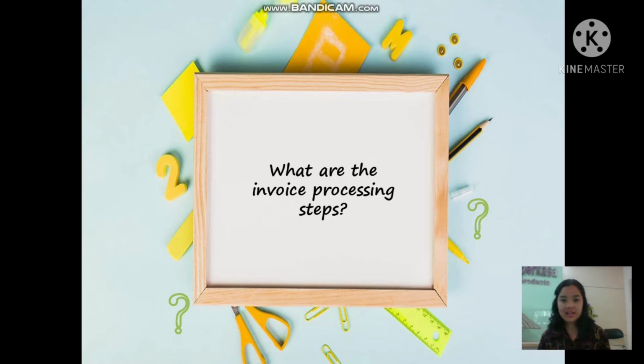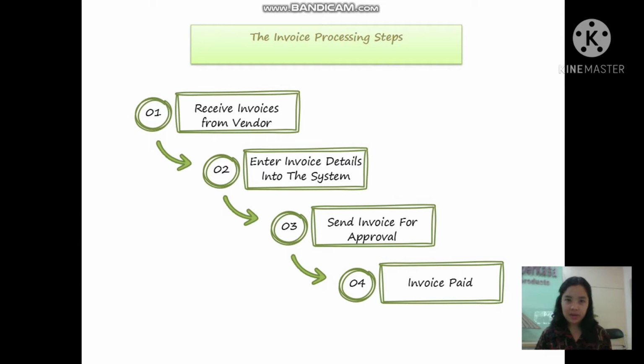What are the invoice processing steps? Invoice processing involves the steps required from receiving an invoice to payment. This may seem simple, but there are a few steps that need attention when receiving an invoice, so that it doesn't cause problems at the time of payment. There are 4 steps in the invoice processing.